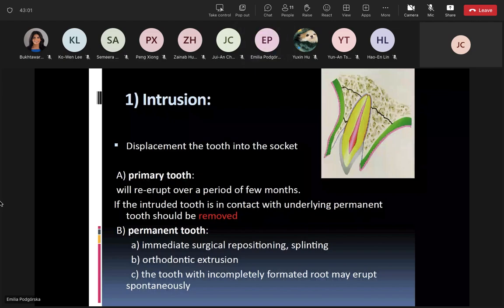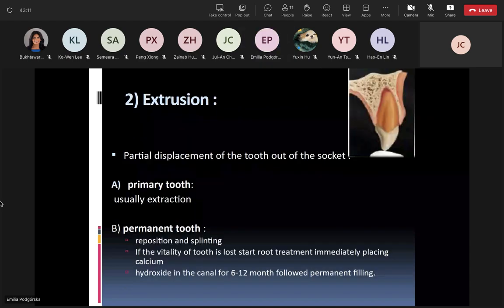Extrusion is partial displacement of the tooth out of the socket. For a primary tooth, usually extraction. For a permanent tooth, reposition and splinting. If the vitality of the tooth is lost, start root canal treatment immediately, placing calcium hydroxide in the canal followed by obturation.